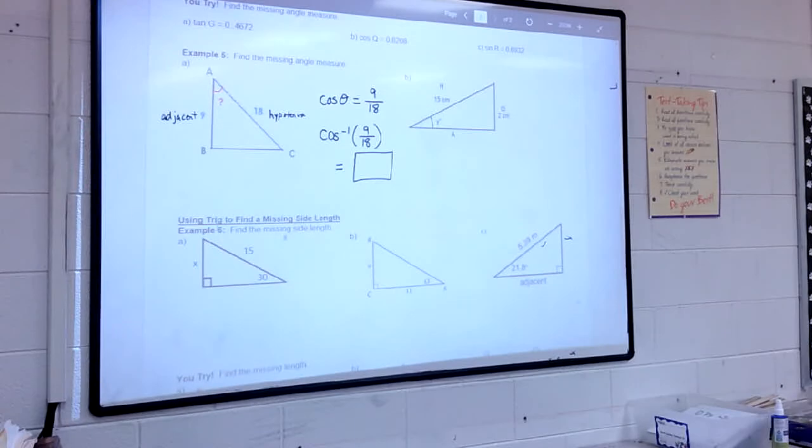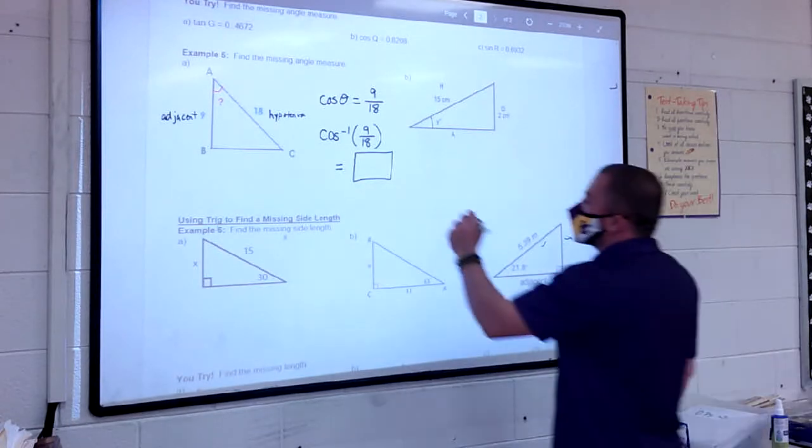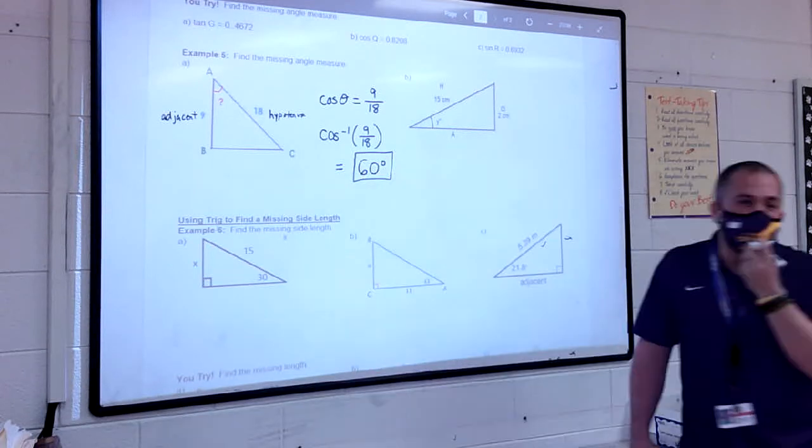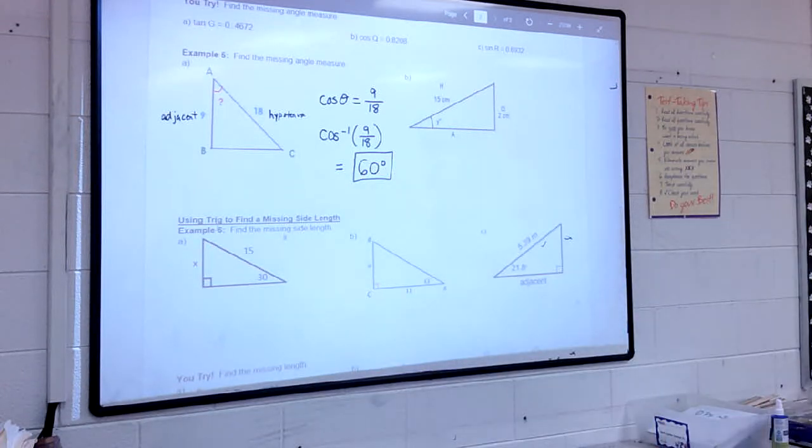60 degrees. Perfect. So we have found the angle is 60 degrees. Everybody see how we found that angle? You have to look at the angle. You have to say, what two sides do I know? They're going to give you two sides. What two do I know?